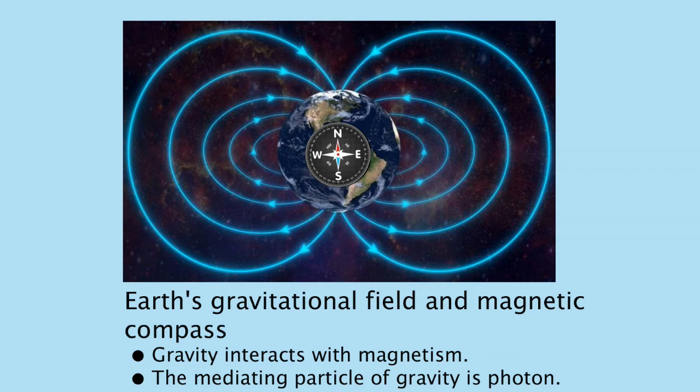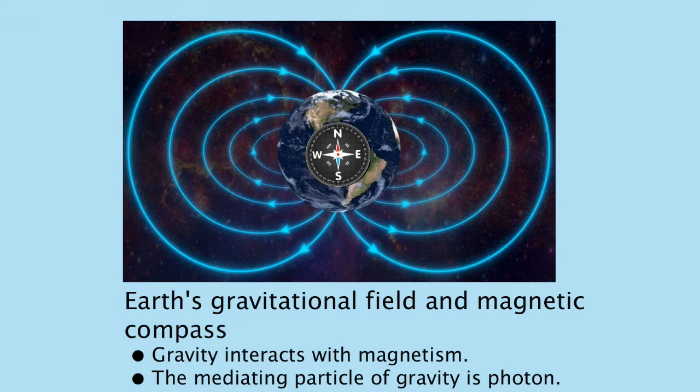Magnetism comes from the strong nuclear force of the subatomic particles, and the strong nuclear force comes from the strong interaction of the quarks. That is, since the mediating particle of magnetism is the photon, then the mediating particle of strong interaction and strong nuclear force is also the photon.